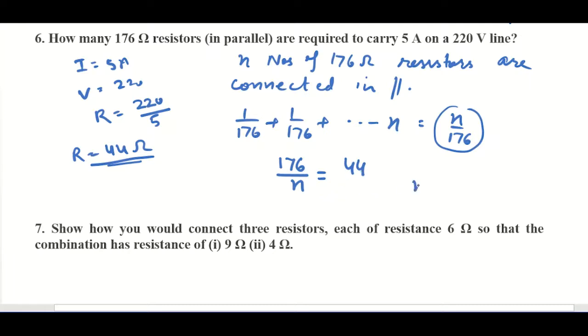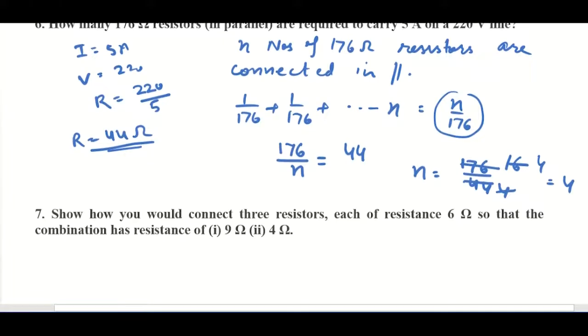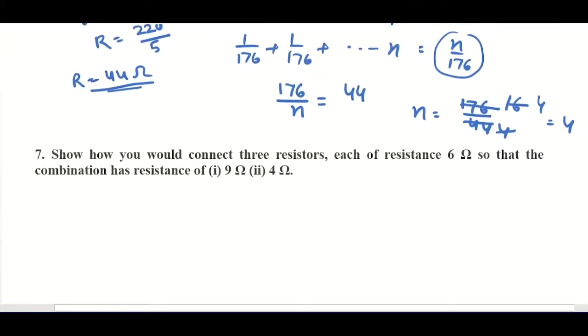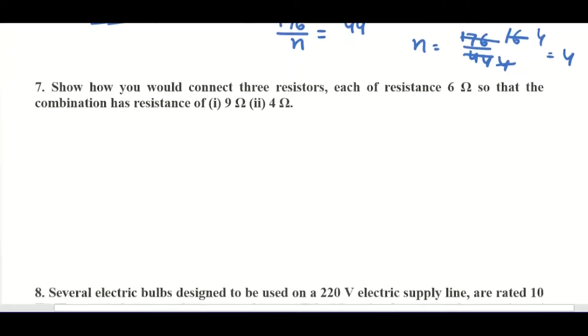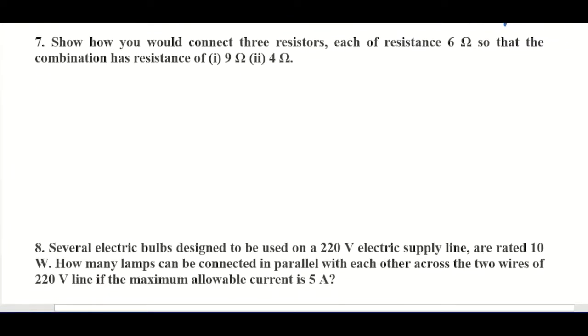So we get n is equal to 176/44, and the answer is 11 cancels, so 4. A total of 4 resistors of 176 ohms are required to get 44 ohm.